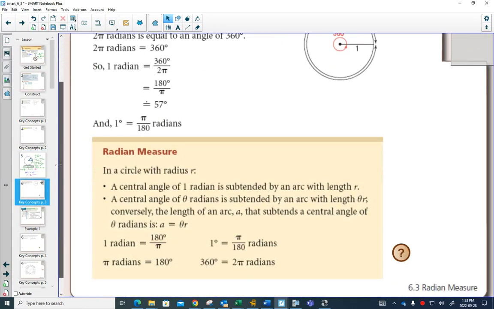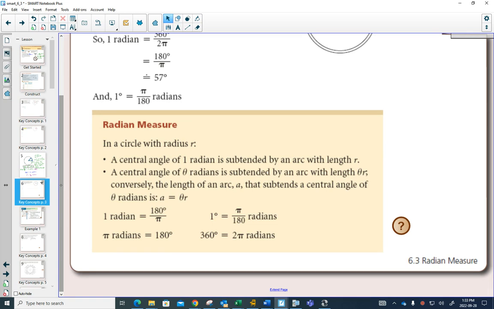So we have this at the top of page 489. It has what 1 radian is, what 1 degree is. It has these important definitions of 360 degrees and pi radians. Right beside this, you have this space right here as well.